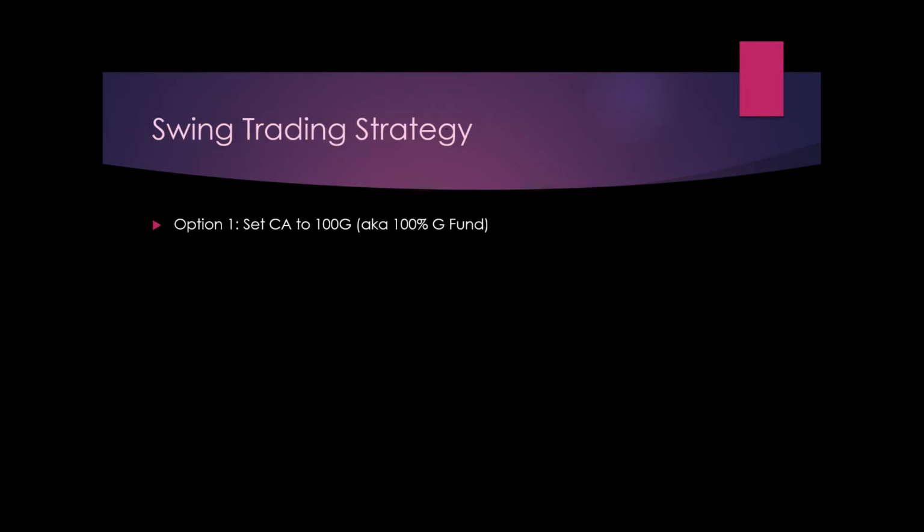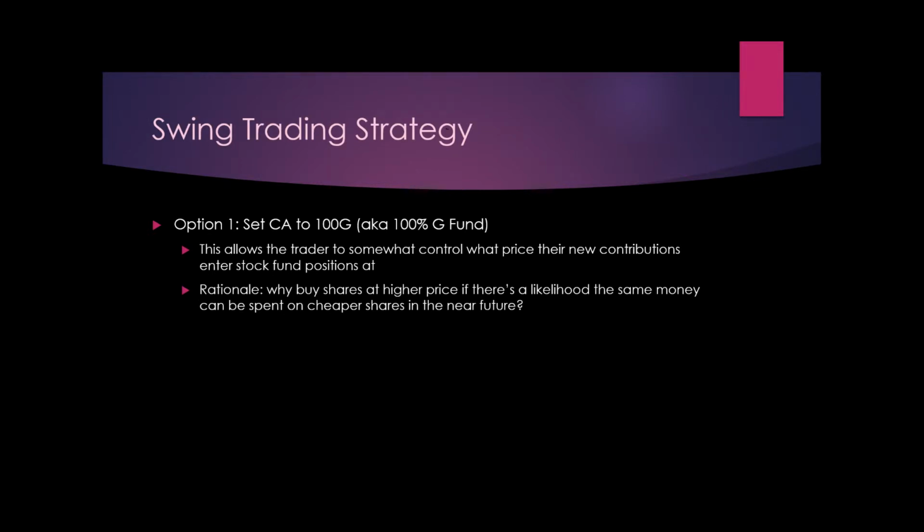All right, swing trading strategy. The first setup is to always set your contributions to go 100% to the G fund. This allows you to somewhat control the price that your new contributions enter the stock fund positions at. Okay, and the rationale on this is, why would you buy shares at a higher price if there's a likelihood the same money can be spent on cheaper shares in the near future? Because stock prices usually do have a very up and down nature to them.